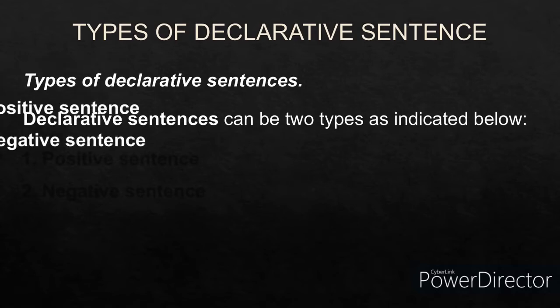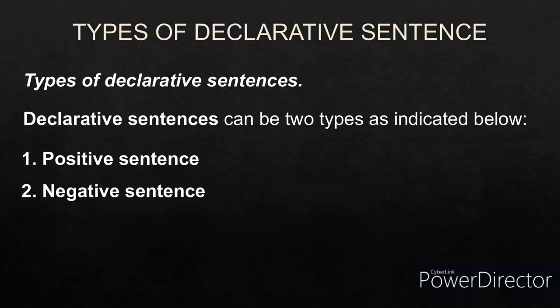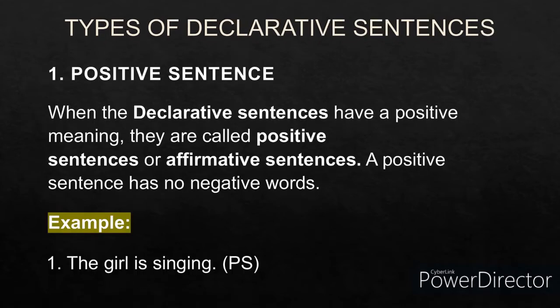Now, types of declarative statements. There are two kinds: positive sentences and negative sentences. A positive sentence will be affirmative. It will never contain no or not. For example, the girl is singing, or the girl is going to the market. These are positive sentences.